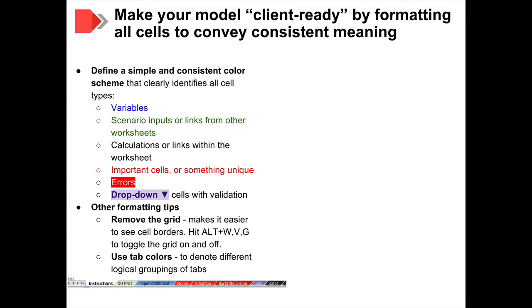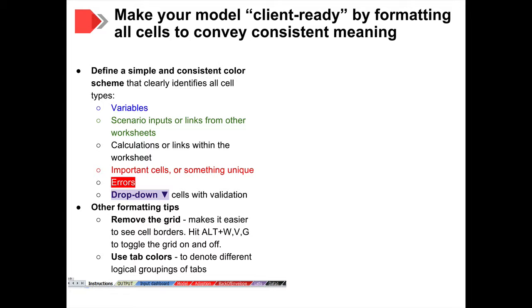The next trick to creating client-ready models is to use consistent formatting to convey the same meaning for each cell or region. Define a simple and consistent color scheme that clearly identifies all types of data, inputs, assumptions, interactive tools, and calculations. In this case, blue generally denotes variables. I use green for anything that denotes scenario inputs, which we'll cover shortly. Calculations are in black, important messages are in red. Anything that clearly needs to be looked at because it's an error or mistake that your formulas have picked up should be in bold background red with white writing. And lastly, I use this custom purple formatting with the down arrow to convey that a cell is a drop-down list.